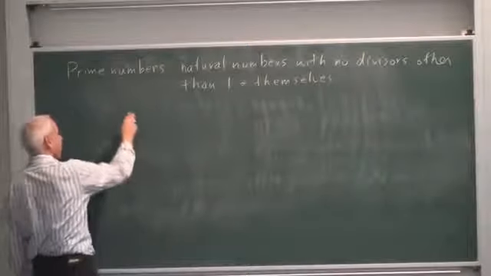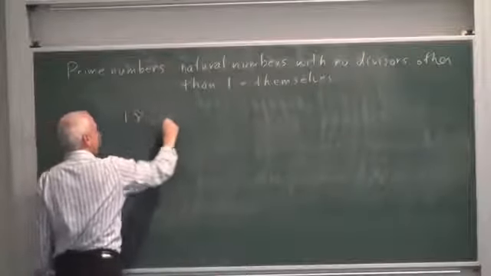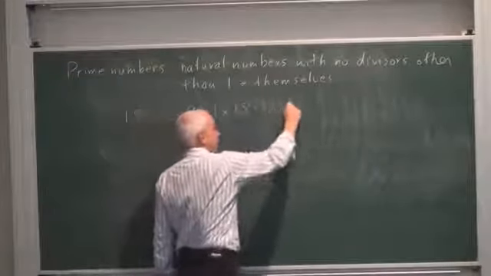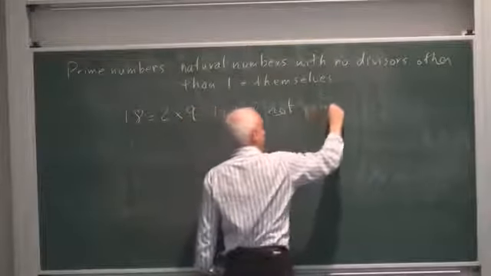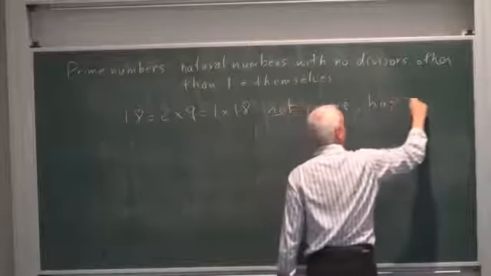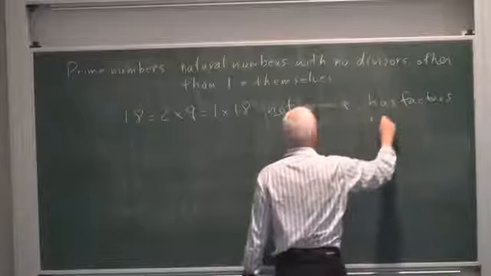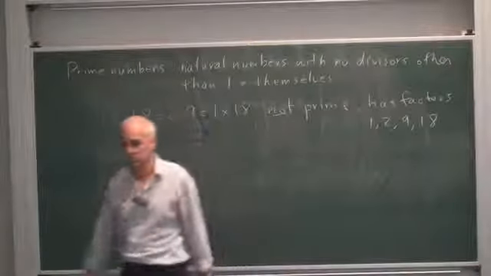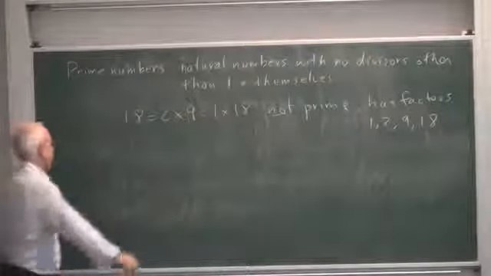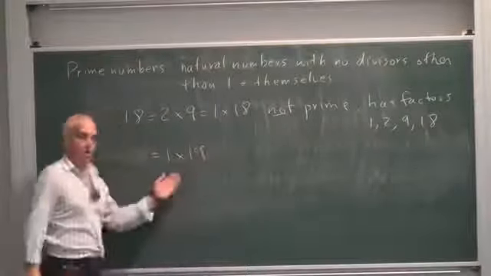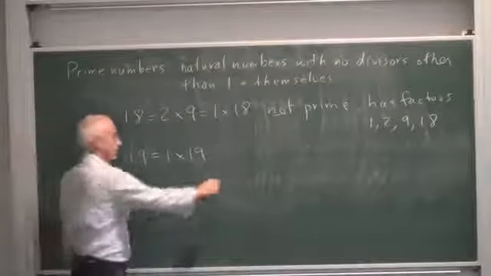So for example, a number like 18 is equal to 2 times 9 as well as 1 times 18. So this is not prime because it has factors. Factors are 1, 2, 9, and 18. However, 19 can only be written as 1 times 19. Those are the only factors, so this is prime.